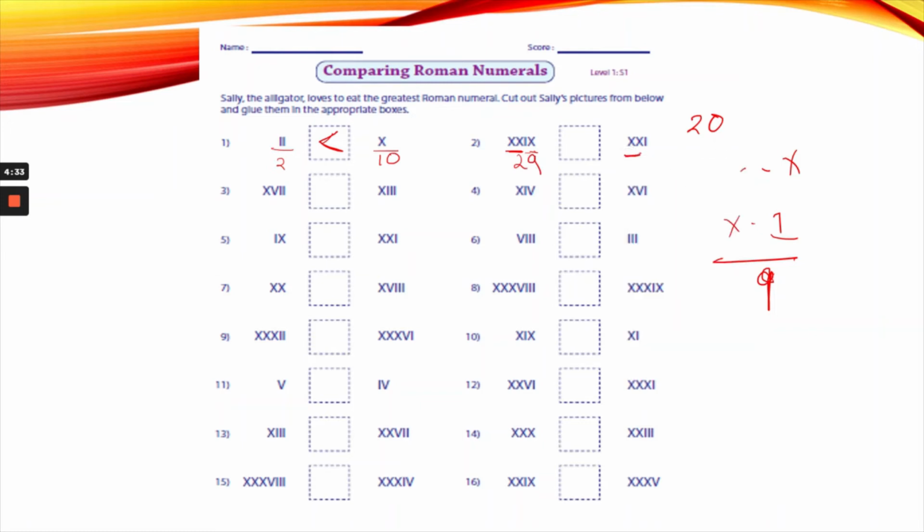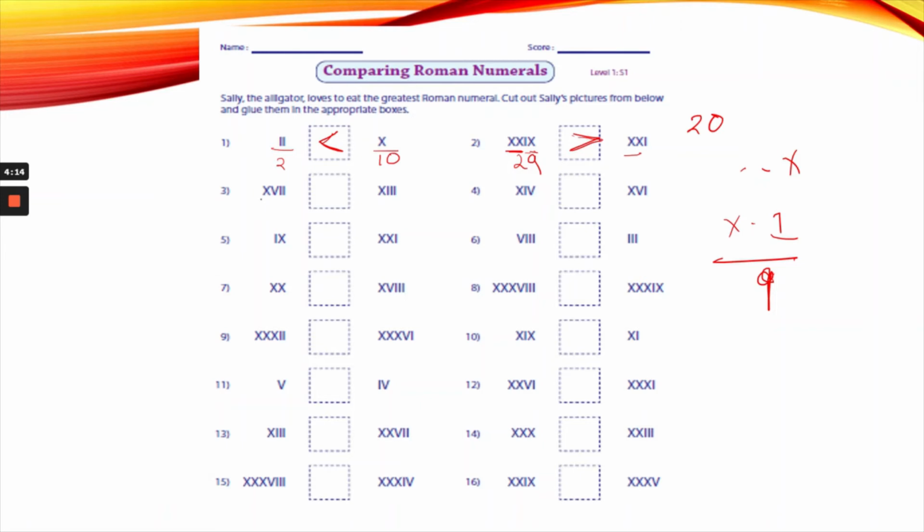This is 21. Okay, so which is the bigger one, 29 or 21? Of course the 29 is the bigger one. So here now the next one is X. Okay, so I will do 5, and after that you can do.